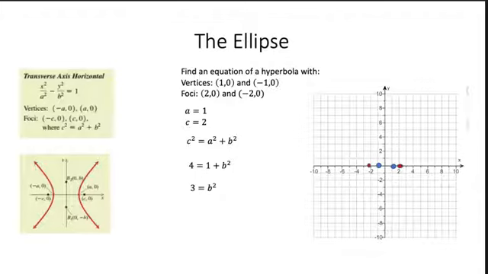That's all I need for my equation. So my equation is x squared over 1 minus y squared over 3. Remember, it's x squared over a squared, a is 1, and y squared over b squared, and b squared is 3.